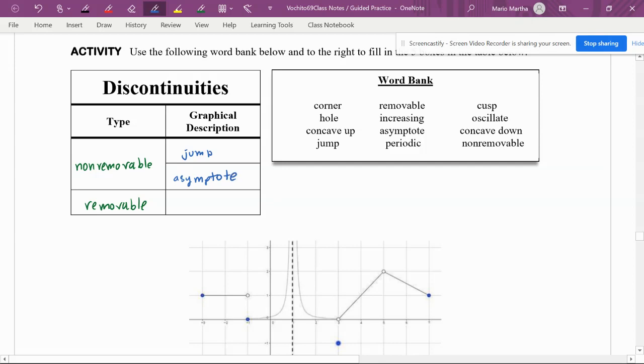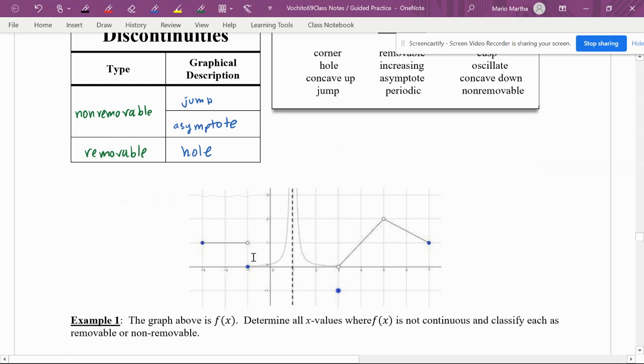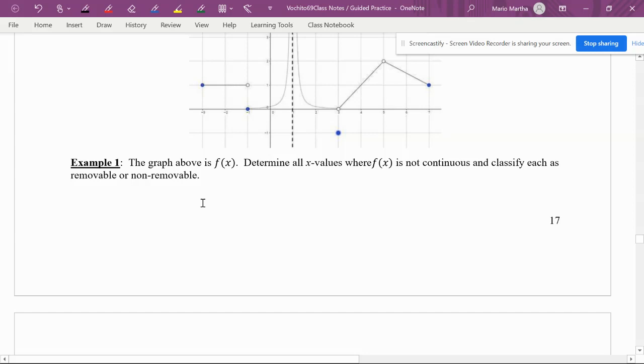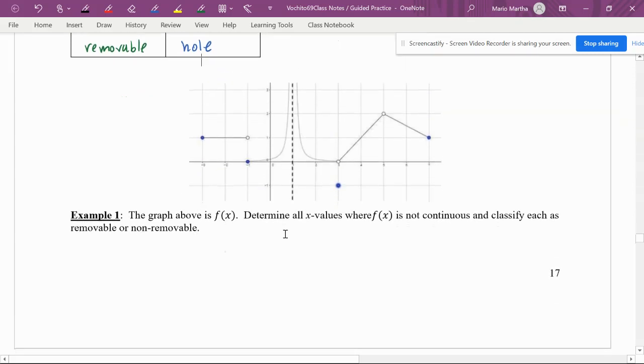All right. And then finally, what do you think would be the removable discontinuity? In this case, it's when we have a hole in the function. Using this information, we can determine which type of discontinuity we have on the following question. If we look at the graph above of f of x, determine all x values where f of x is not continuous and classify each as removable or non-removable.